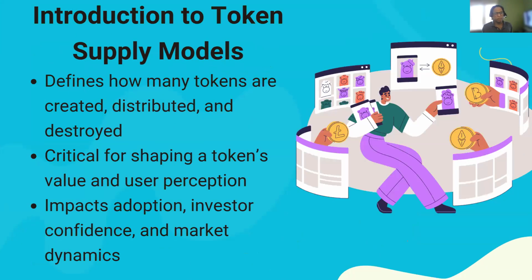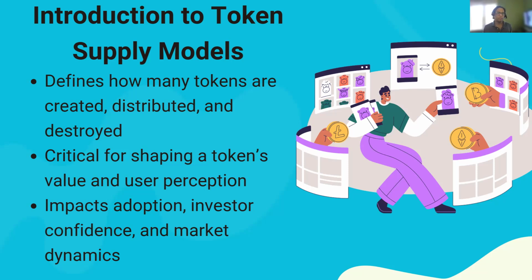In the previous videos, we mentioned several different types of token supply models. Basically, there are two main categories. One is a fixed supply, and the other is the variable supply or inflationary supply model. Those two are the main differences, and both have pros and cons.